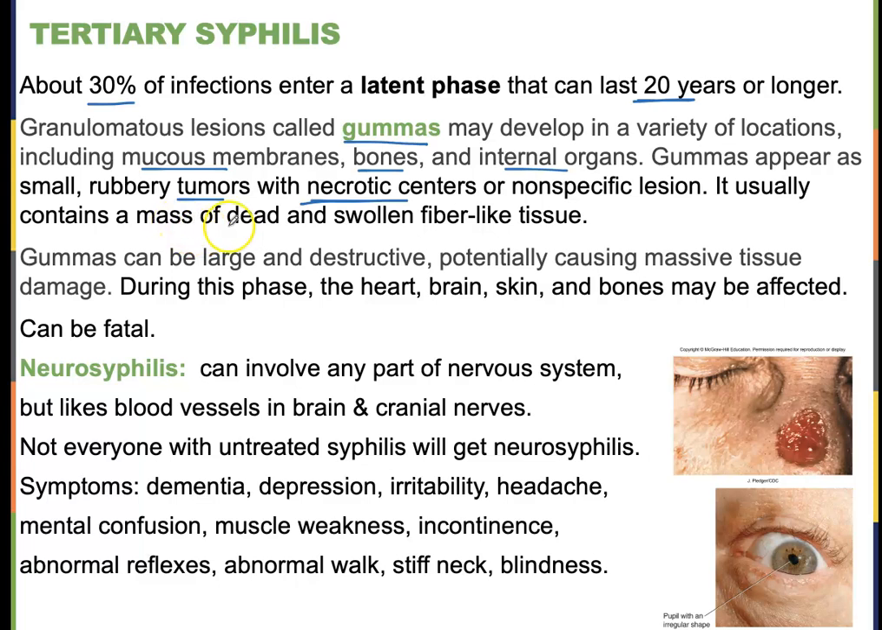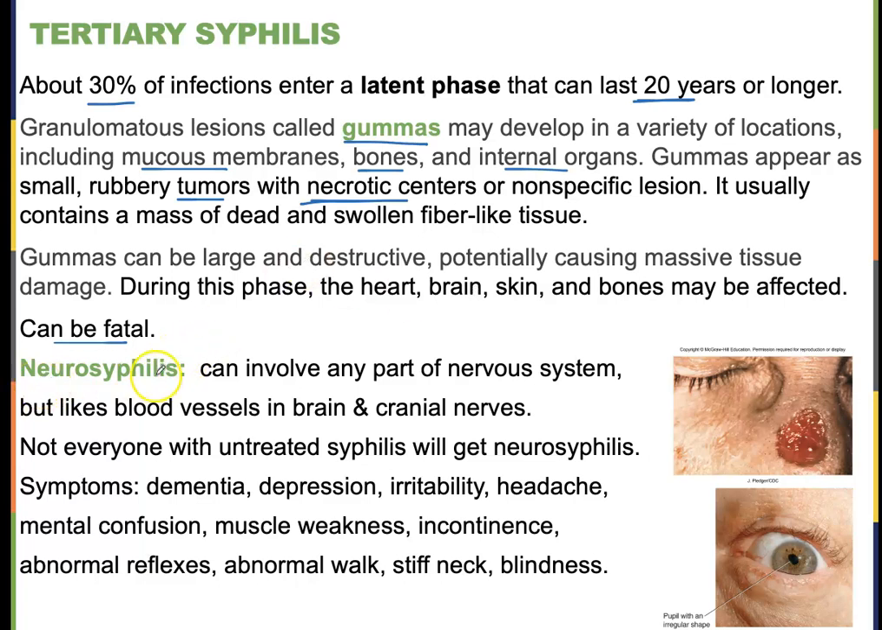It usually just contains a mass of dead and swollen fiber-like tissue. So we can see a gumma in this person's skin. And obviously it can be fatal if it's causing issues in your heart, brain, important organs. There's actually several forms of tertiary syphilis.